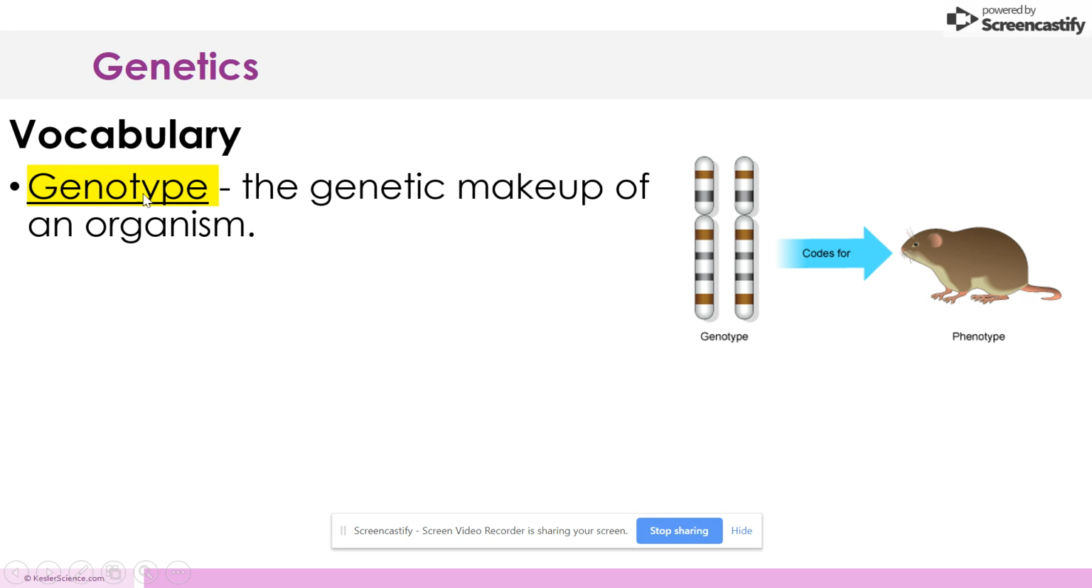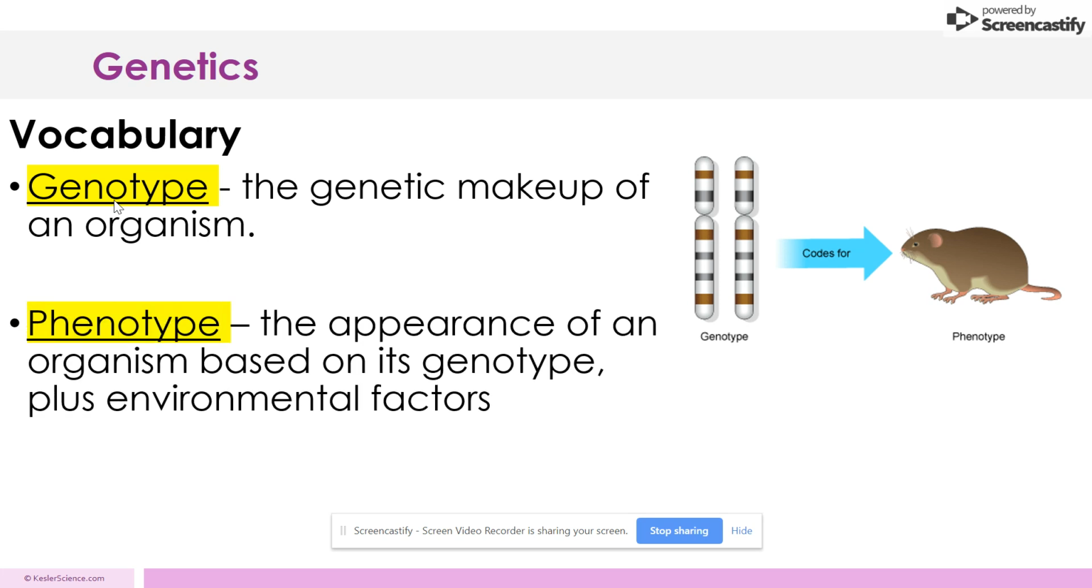So it tells you whether you're going to have dominant or recessive genes. It tells you what type of genes you'll have. And that'll make a little more sense here in just a moment. The next vocab word is phenotype. Phenotype is the appearance of an organism based on its genotype plus environmental factors.